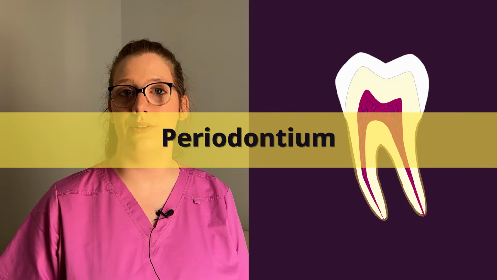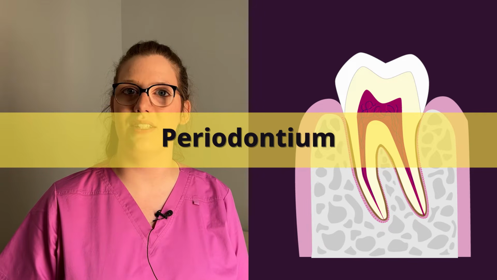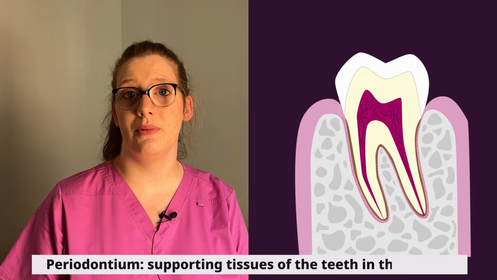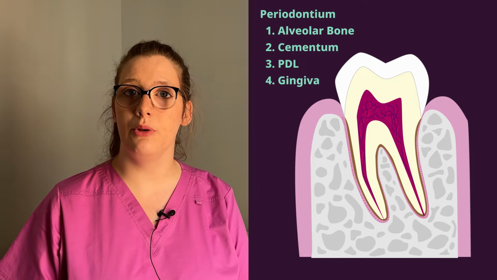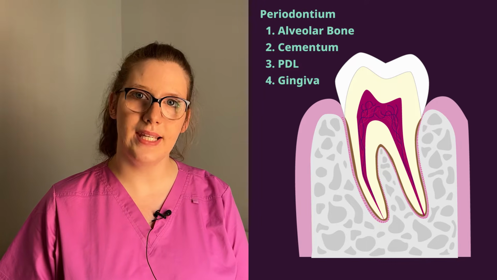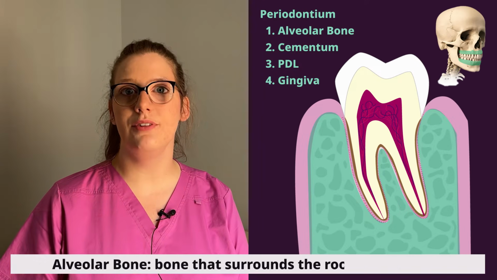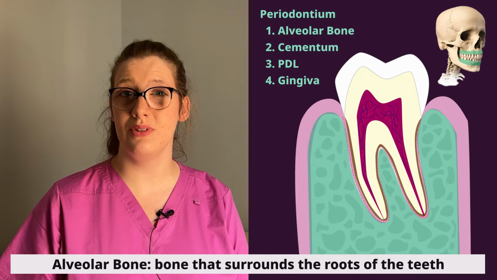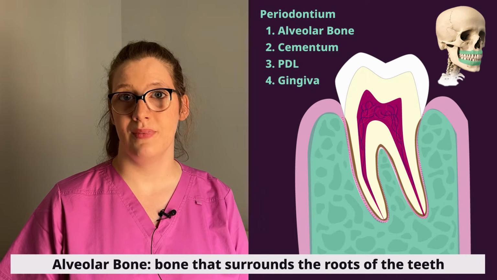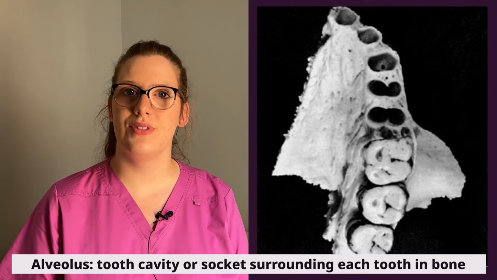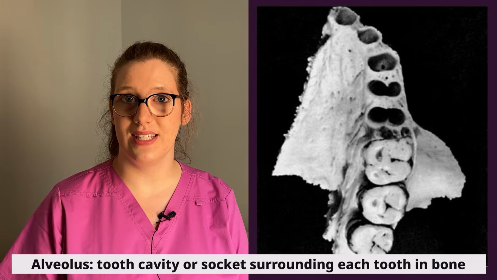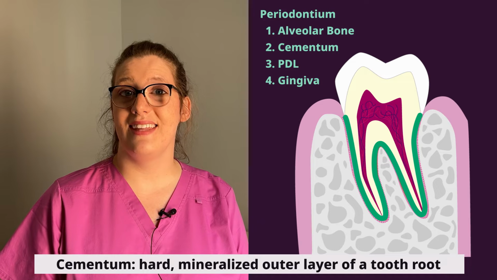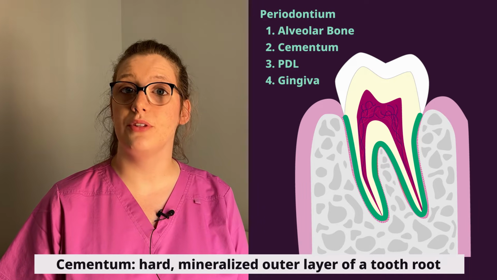When looking at the parts of the tooth, it's also important to look at some of the tissues surrounding the tooth, specifically the periodontium. The periodontium is the supporting tissue of the teeth in the mouth. It's made up of four parts: the alveolar bone, the cementum, the PDL, and the gingiva. The alveolar bone is the bone that surrounds the roots of the teeth in the jaws. The alveolus is the tooth socket. It's where the tooth root sits, and it's shaped just like the roots of the teeth. The cementum we've already seen, and that's that thin layer of hard tissue that surrounds the roots.